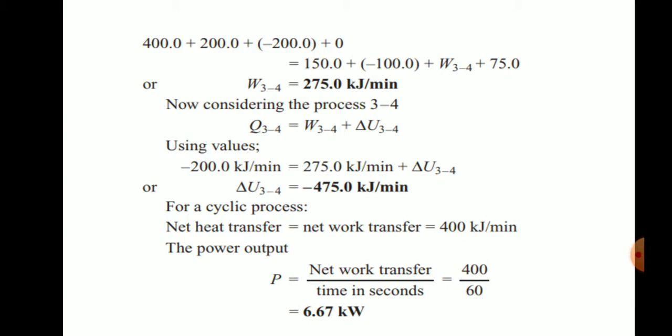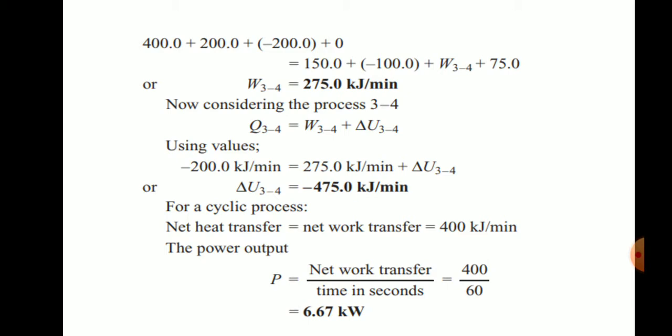The second question is to determine the power output. The power output is nothing but kilowatts. In the problem they are giving kilojoules per minute, so we can convert kilojoules per minute to kilojoules per second. It directly shows the total power output in terms of kilowatts. Okay, this is the problem.